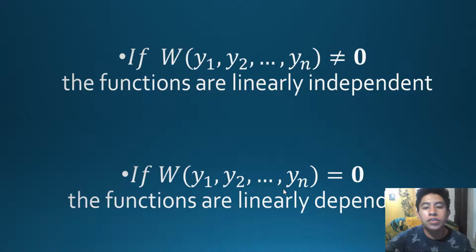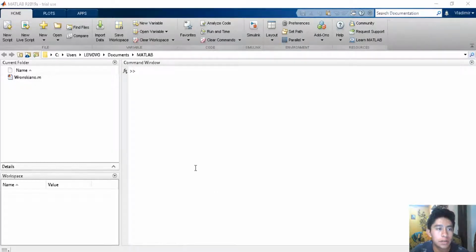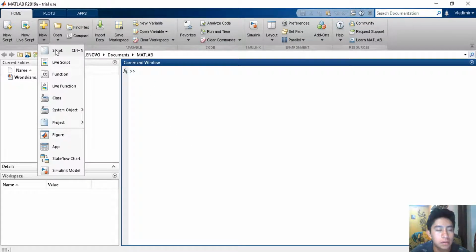So if the Wronskian is different to 0, the functions are linearly independent. And if the Wronskian is equal to 0, the functions are linearly dependent. Now that we know what the Wronskian is and what it is for, we see an example in MatLab. Since we have the software open, let's click on New, and we select Script.